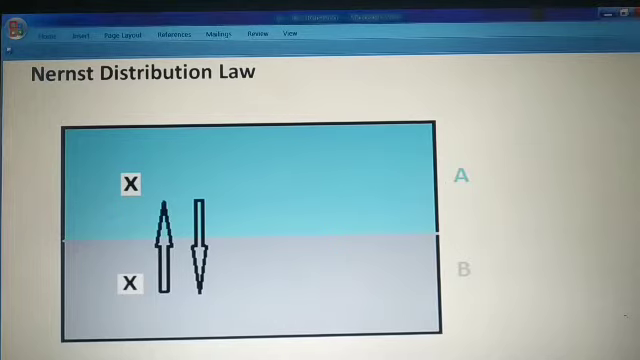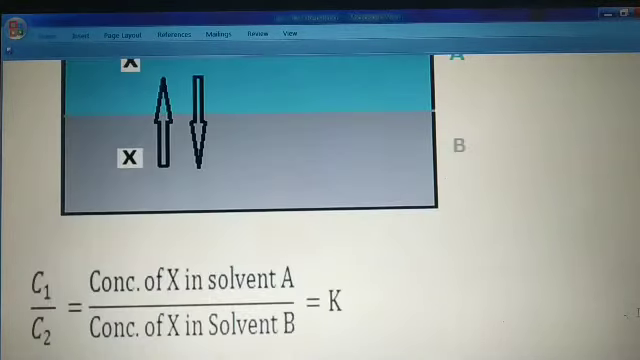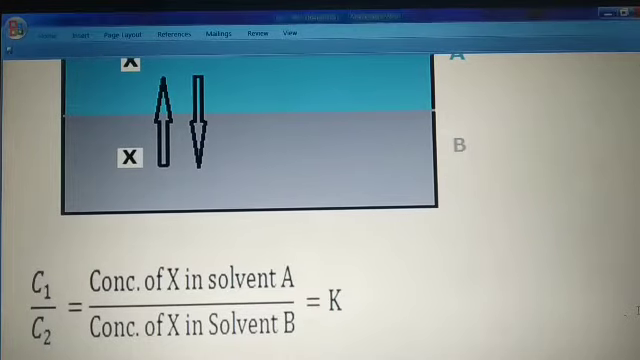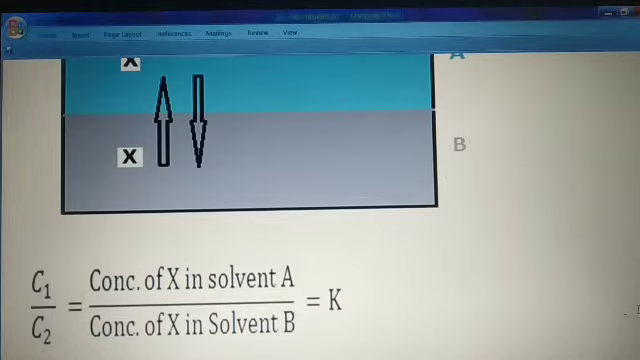Nernst said that for such a system, concentration of the solute in solvent A divided by concentration of the solute in solvent B is equal to a constant at a particular temperature. So that is the Nernst distribution law. For Nernst distribution law, the K value remains constant provided the solutions taken are dilute ones, the temperature remains constant, and the molecular state of the solute does not change in any of the solvents.